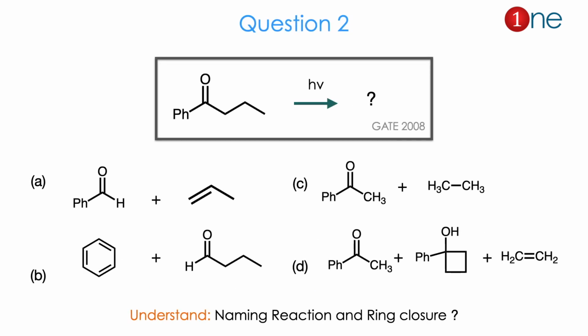Then question number 2. The starting material is a ketone, attached with phenyl on one side as well as propyl on the other side. You are using light, and they ask you to find the product. The products can be simple benzaldehyde and an alkene, or it can be a methyl phenyl ketone and ethane, or it can be a benzene ring, the phenyl leaving and getting benzene, and simple butanol. The other possibility is ring closure, a 4-member ring formation, with acetophenone and alkene. So from the light and ketone, you might guess the named reaction is involved, and whether ring closure occurs or not is the real question here. The answer is D. Let us see how.